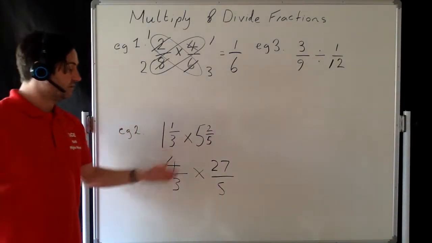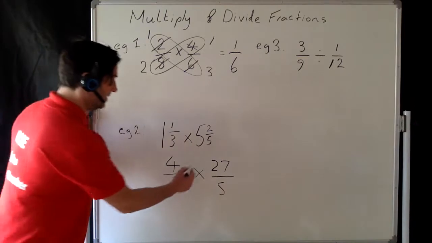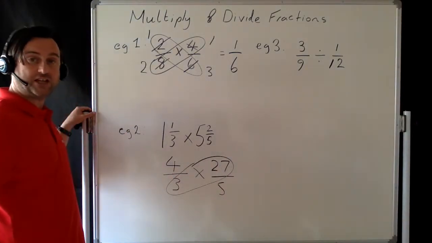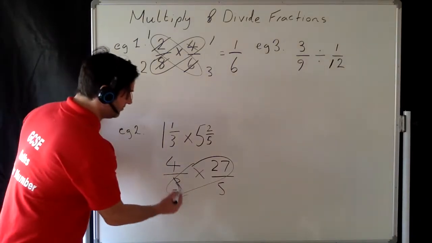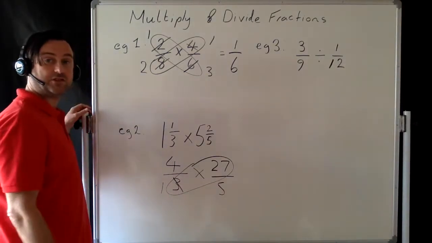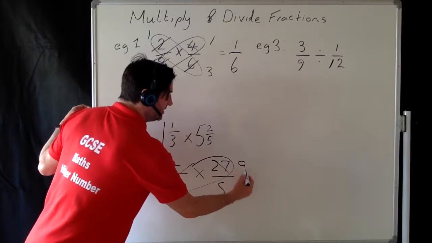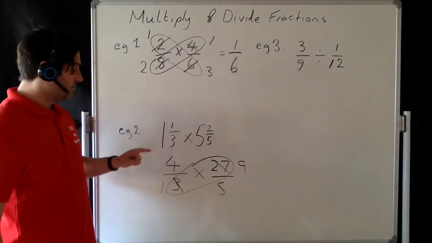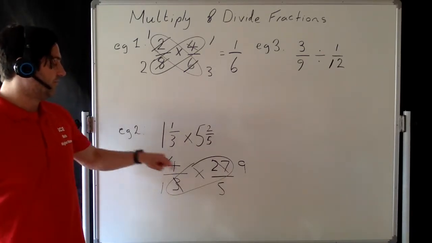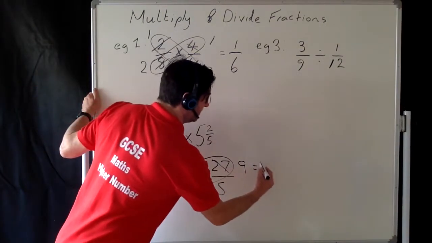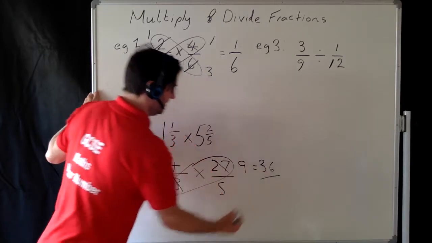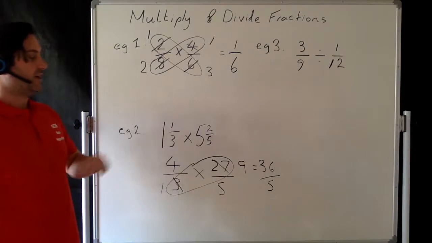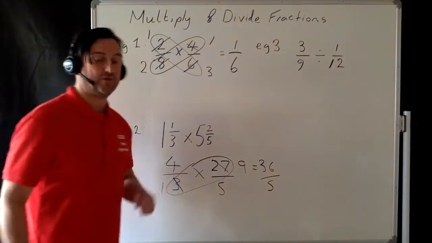Now if you see, I can also do some cross cancelling here, because 3 is a common factor of 3 and 27. 3 goes into 3 once, and 3 goes into 27 9 times. I can't cross cancel the other way, but I can now just multiply the top. 4 times 9 gives me 36, and 1 times 5 gives me 5. Now I've got my answer as an improper fraction.